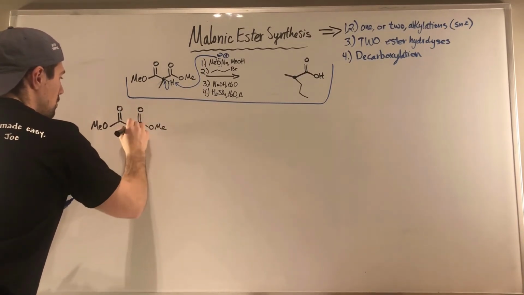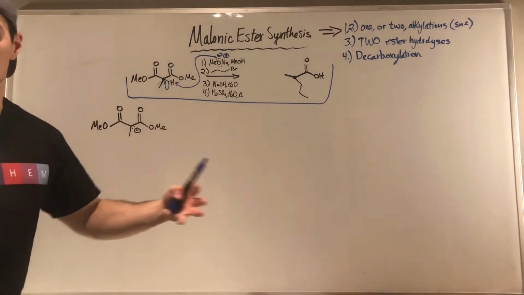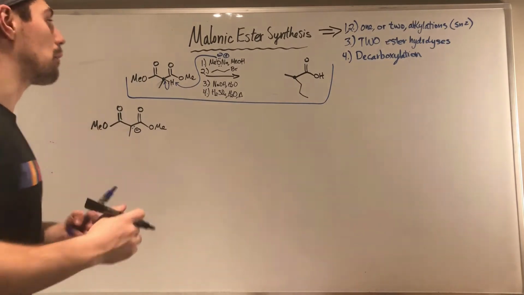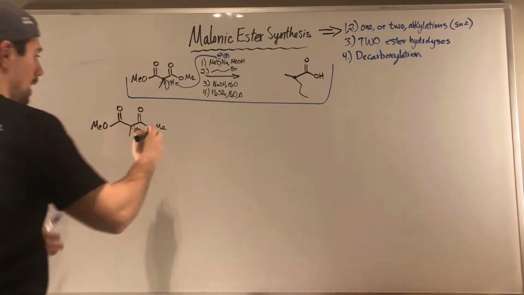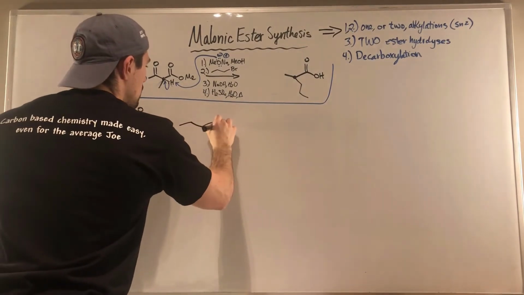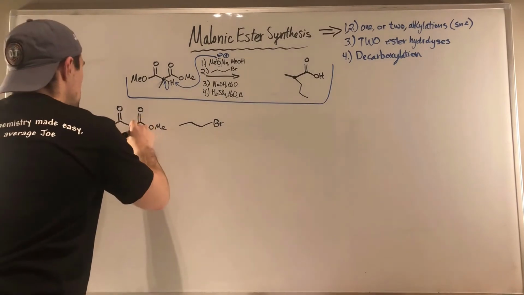Oh, still have the methyl group. So now we just have a carbanion, right? We've deprotonated, we have a good nucleophile now. So what we can do is enter in our propyl bromide. So, right, this is steps 1 and 2. We're just going to deprotonate and we're going to alkylate. We're just doing some SN2.